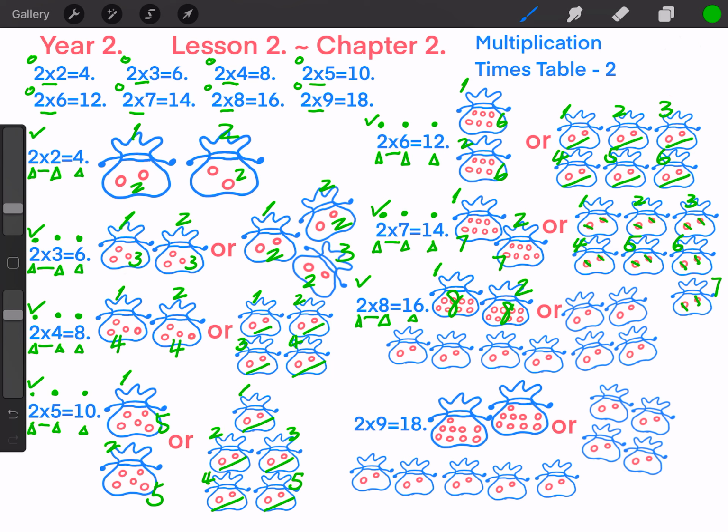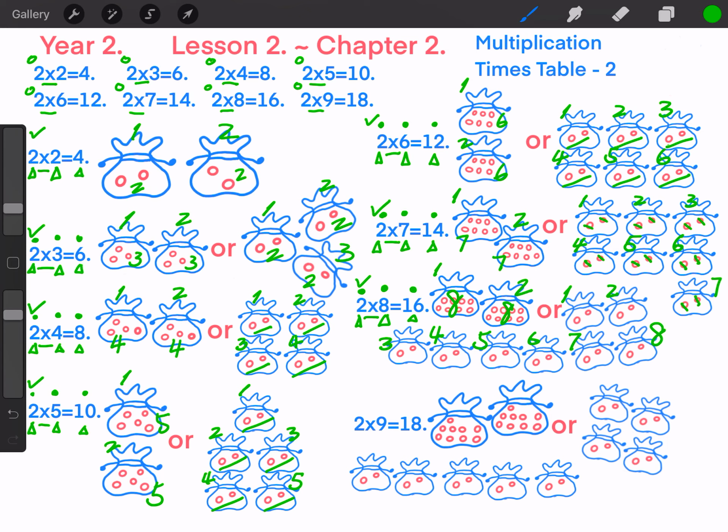Another possibility is there are 8 bags. 1, 2, 3, 4, 5, 6, 7, 8. 8 bags. And in each bag, there are 2 marbles. So totally, we still have 16 marbles. 2 times 8 equals to 16.